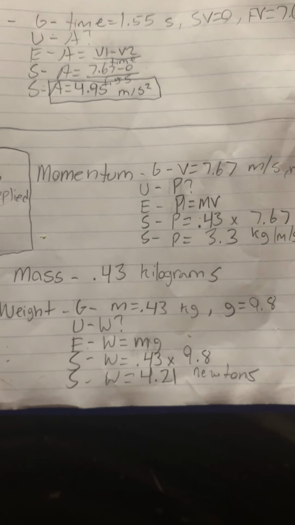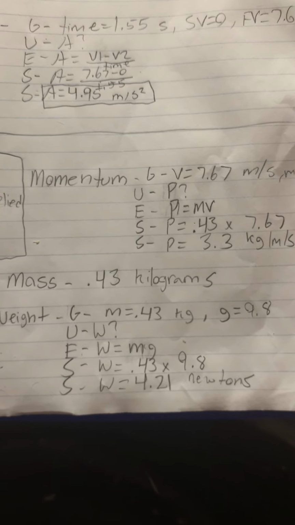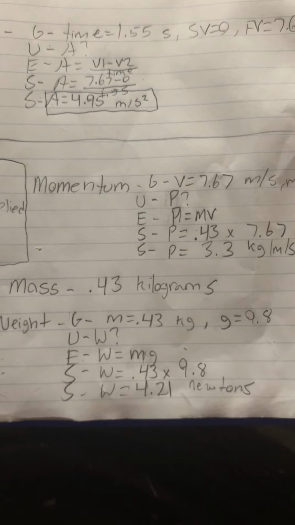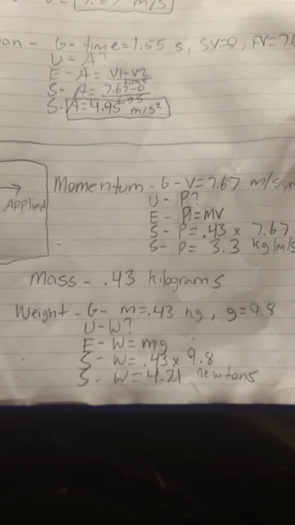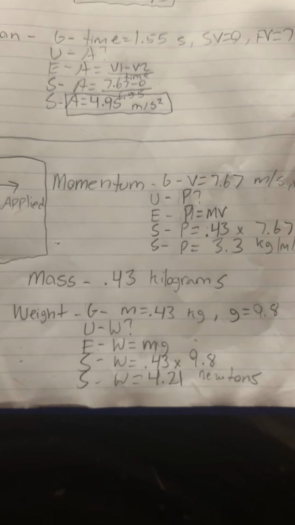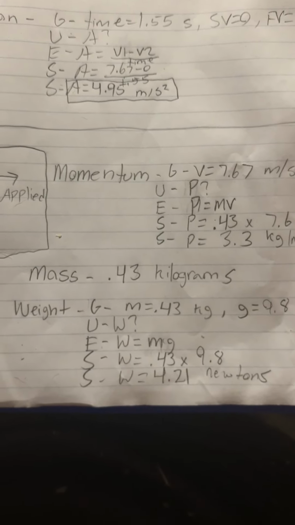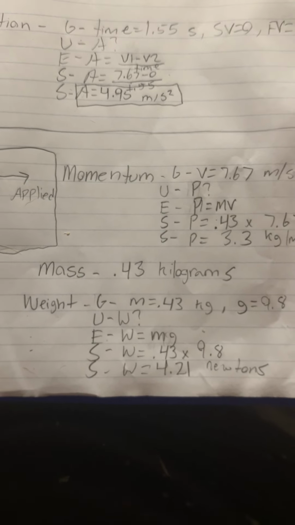0.43 kilograms, and I found that out by looking up the standard size of an NFL ball since they are all the same. After finding the force acting on an object due to gravity, the gravity on Earth is 9.8 meters per second squared. The equation for weight is weight equals mass times gravity. So my mass was 0.43 kilograms and the gravity was 9.8. So 9.8 times 0.43 gives us a weight of 4.21 newtons.